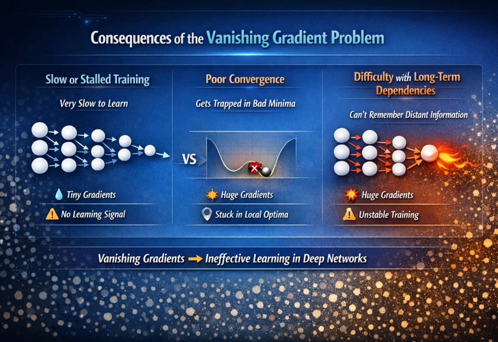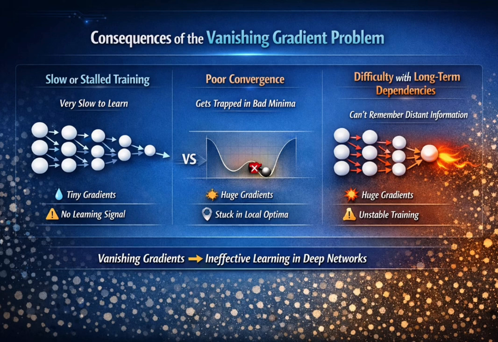Next, we see the solutions to the vanishing gradient problem. Fortunately, we have solutions. Rectified linear unit activation avoids small gradients. Better weight initialization like Xavier or He helps maintain gradient flow. Batch normalization stabilizes activations. Residual connections allow gradients to bypass layers, and gradient clipping prevents exploding gradients. These techniques are now standard in modern architectures.